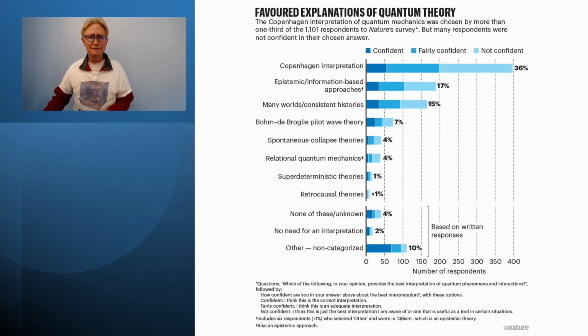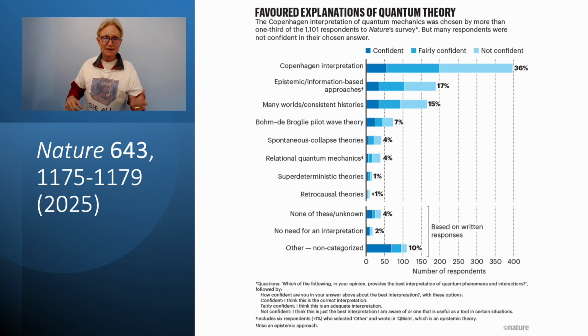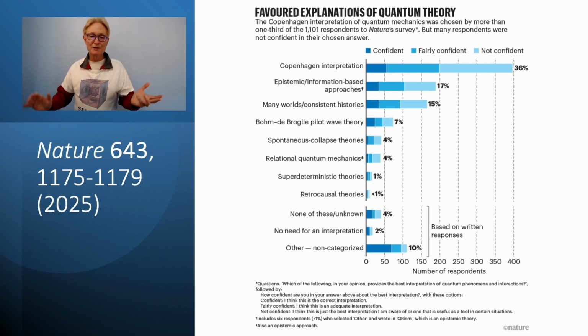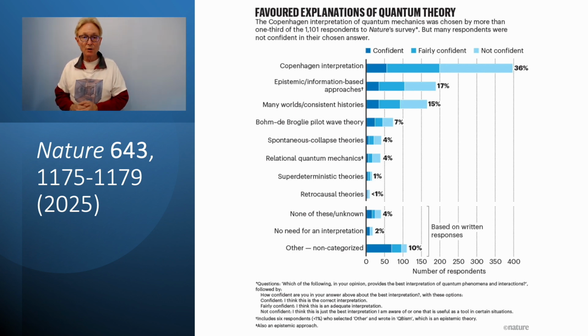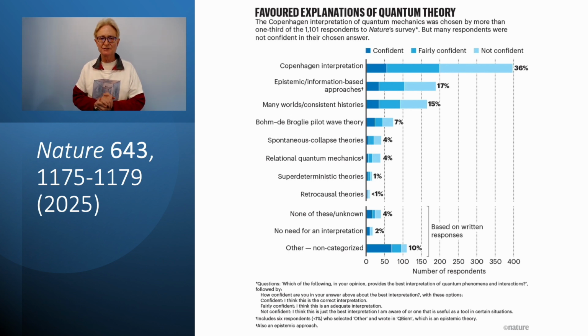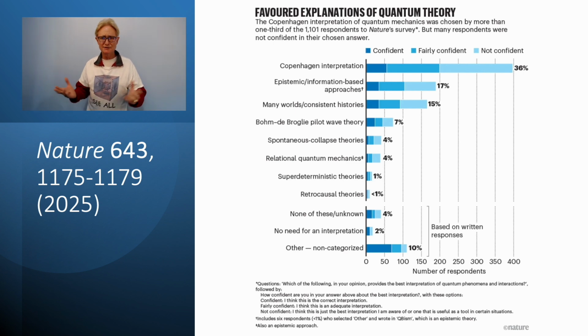Okay, so here's the result of a 2025 survey by editors at the journal Nature, in which 1,101 researchers in quantum foundations, myself included, said which interpretation of quantum mechanics they preferred. As you can see, the results are all over the board. The most popular, at 36%, is the Copenhagen interpretation that Mermin called shut up and calculate, because it doesn't tell us how quantum entanglement works, nor does it tell us why quantum entanglement exists at all. Essentially, the Copenhagen interpretation says, the formalism of quantum mechanics maps to experimental outcomes nicely. What else do you want?